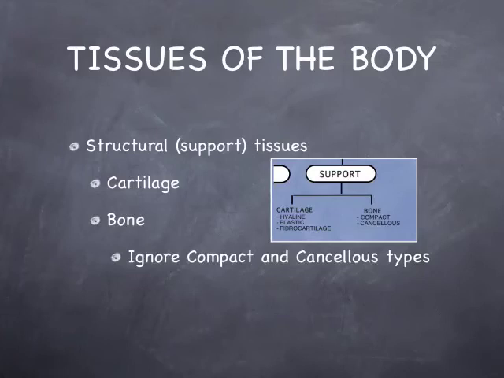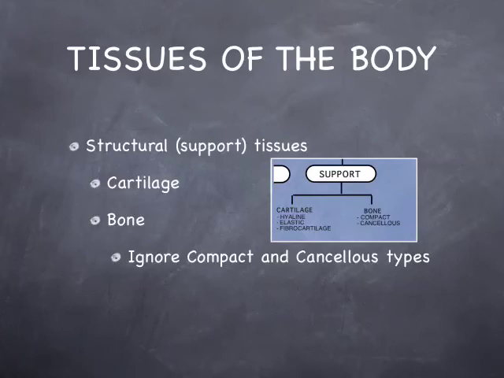Now ignore this compact cancellous. I wanted to put it down here that there are two types of bone. They're not different in their makeup. They're identical. They're both minerals and ground substance, but they have a different shape. We're going to talk about these two types of bone in our next unit, when we talk about the skeletal system. So just ignore those for now.